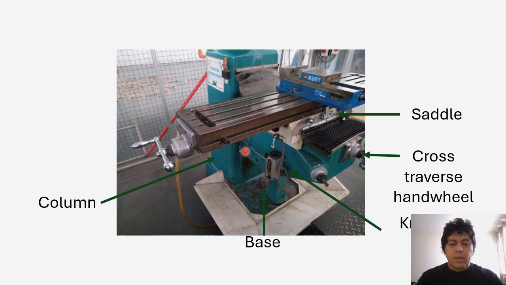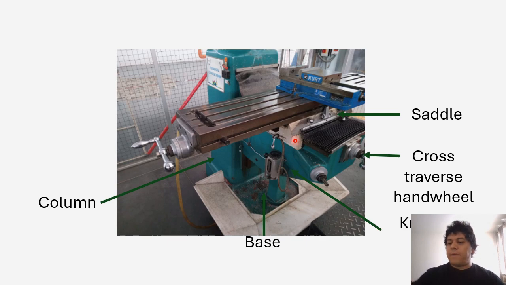Okay, here we have the base. Of course, the base is what holds the whole machine, and the column. The column is the part that holds the turret and the head part of the machine. Then we have the cross traverse handle. It's this little handle over here. This little handle is going to be used to move the saddle in the Y direction.